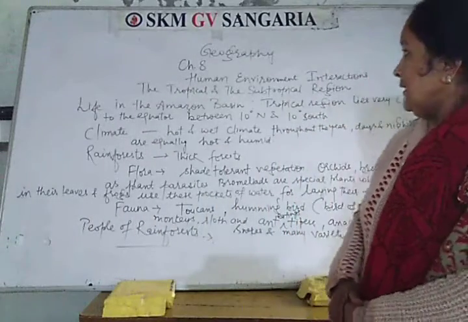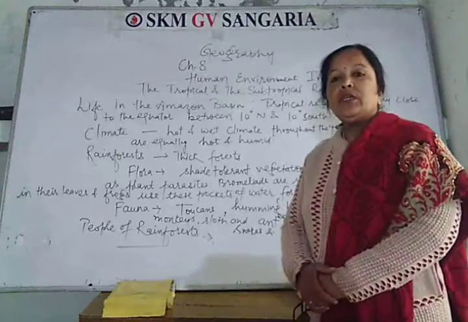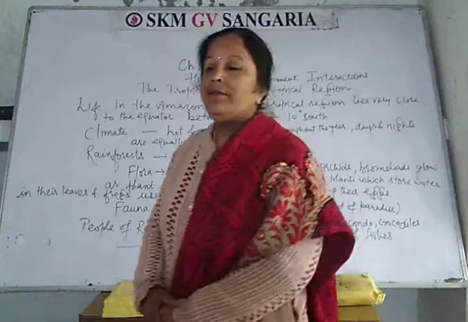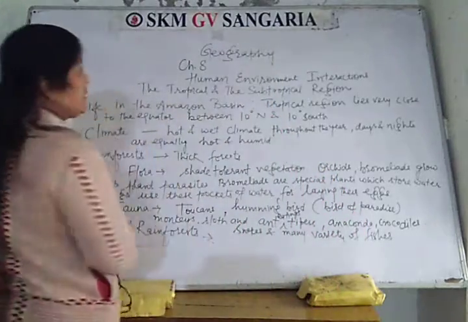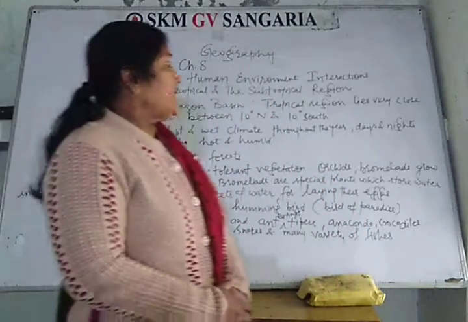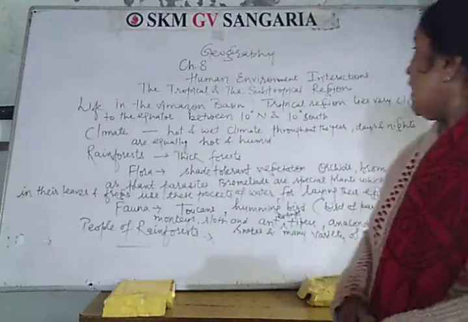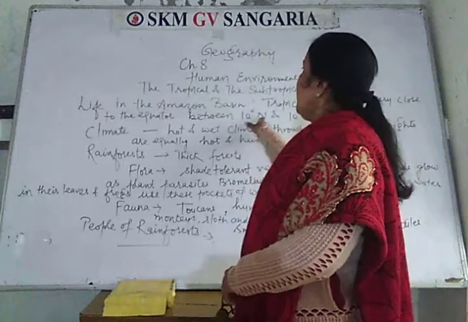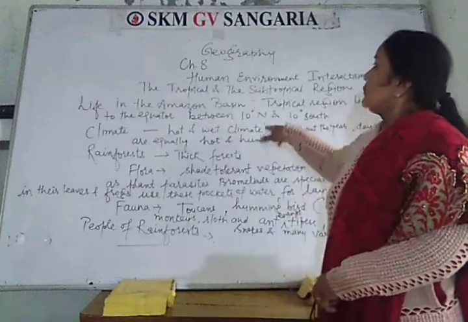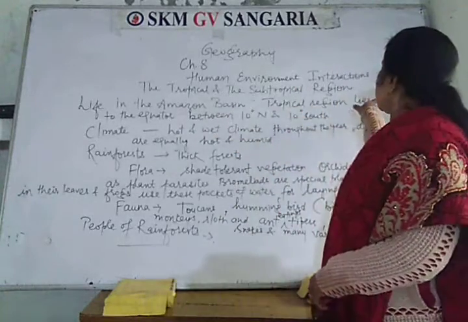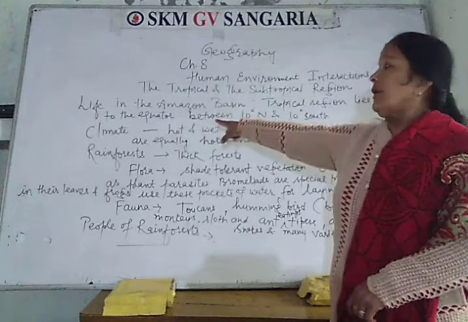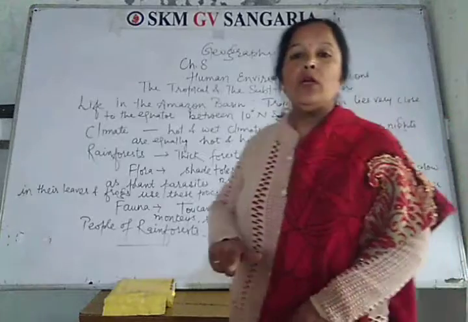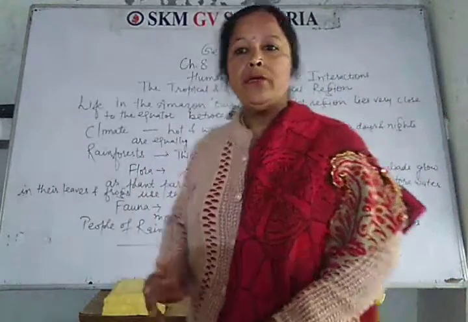Geography chapter number 8, that is Human Environment Interaction, the Tropical and Subtropical region. Yesterday you learned about the life in the Amazon Basin. The Amazon Basin is a tropical region and lies very close to the equator between 10 degrees north and 10 degrees south. As it lies on the equator between 10 degrees north and 10 degrees south, that's why it is called an equatorial region.